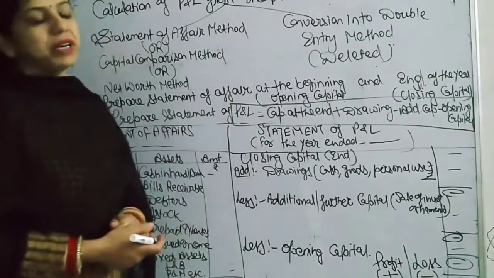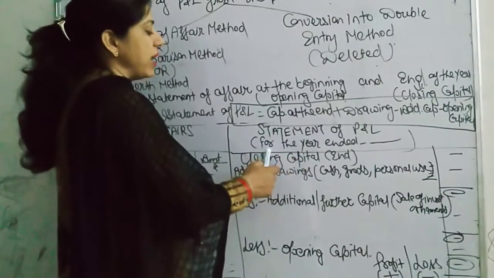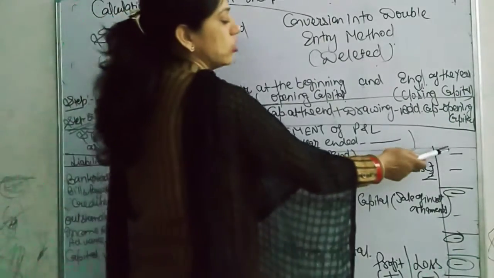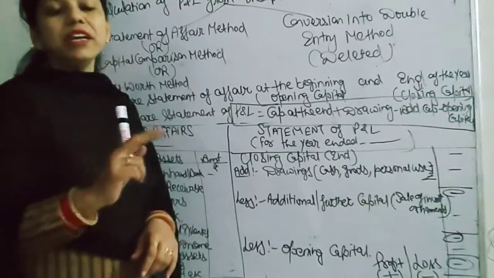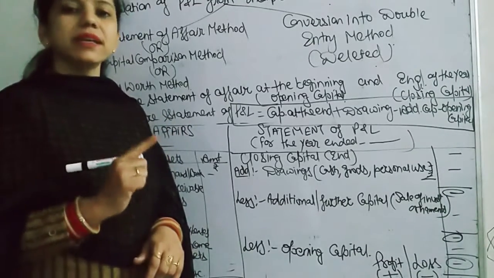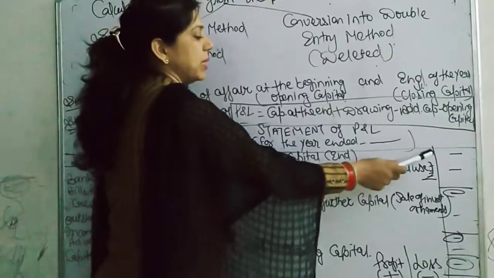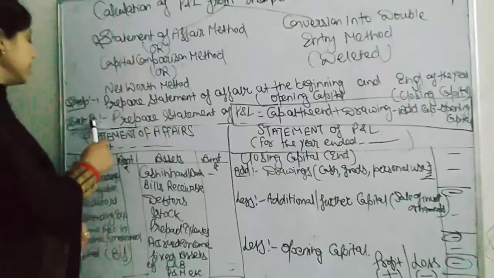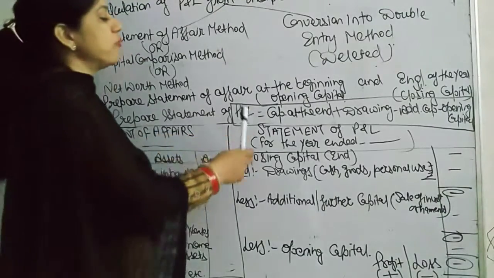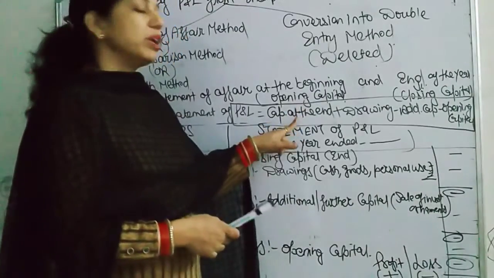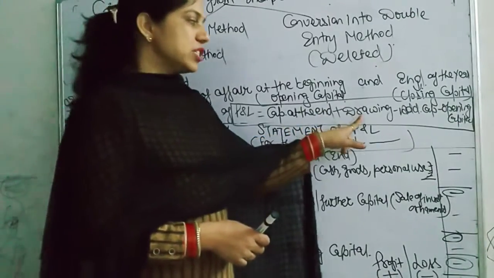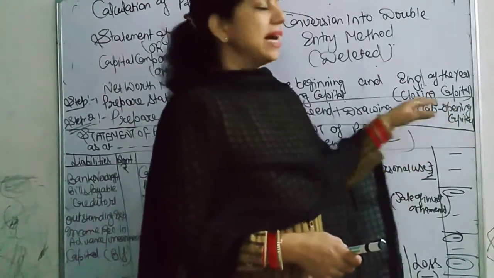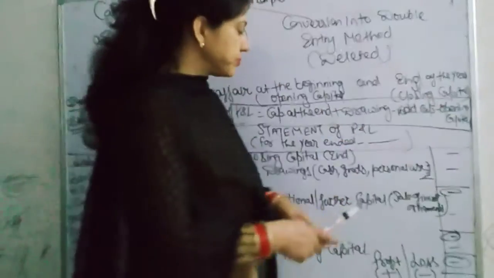How will you get profit and loss? It's quite simple. You have to write, for the year ended. Start with closing capital. Write here closing capital. As I told you, we need two capitals, one opening and second closing. So start with closing capital, add drawings. One thing I just skipped here. So step number 2, prepare the statement of profit and loss, in which the formula is capital at the end plus drawings minus additional capital and minus opening capital. I just wrote this formula in the format.